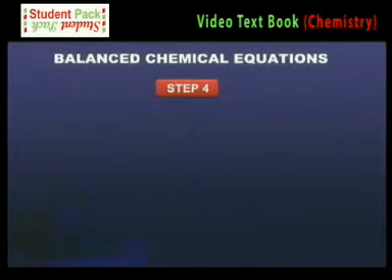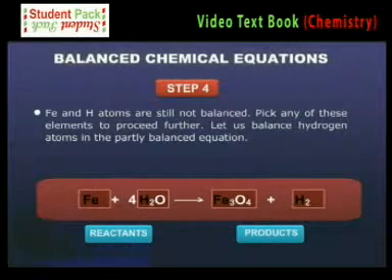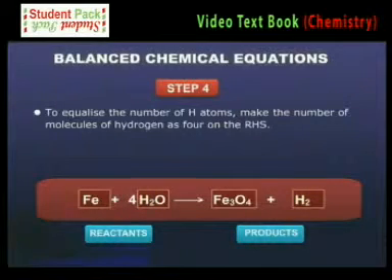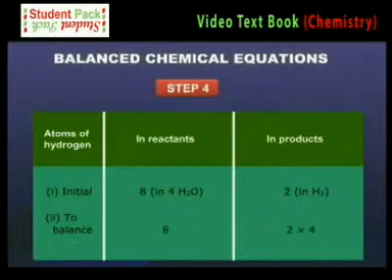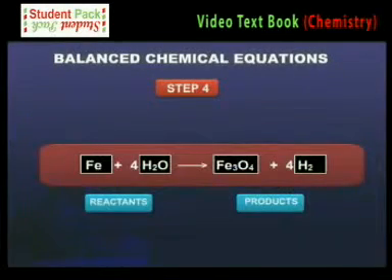Step 4. Iron and hydrogen are still not balanced. Pick any one of these elements to proceed further. Let us balance hydrogen atoms in the partly balanced equation. To equalize the number of hydrogen atoms, make the number of molecules of hydrogen as 4 on the right hand side. In order to balance the number of atoms of hydrogen on the right hand side, we multiply H2 with 4. Hence the equation can be rewritten as Fe plus 4H2O gives rise to Fe3O4 plus 4H2.